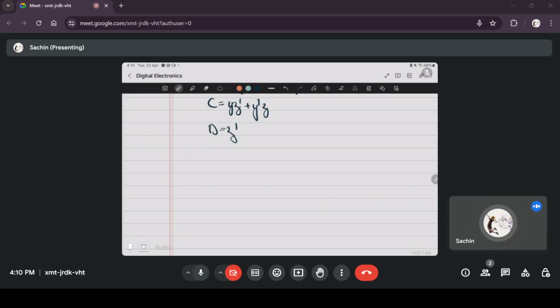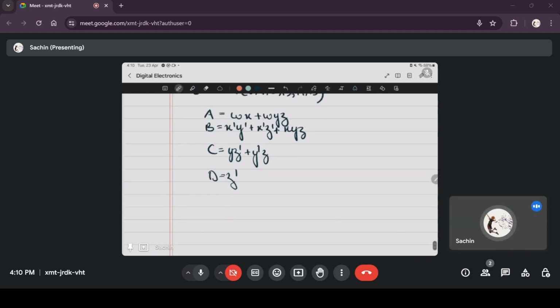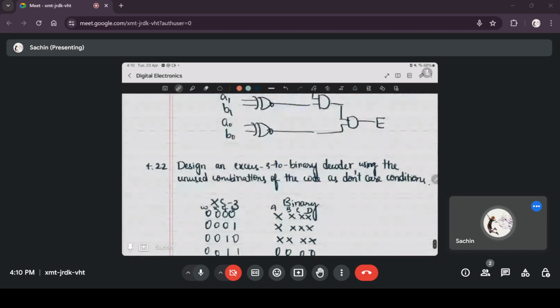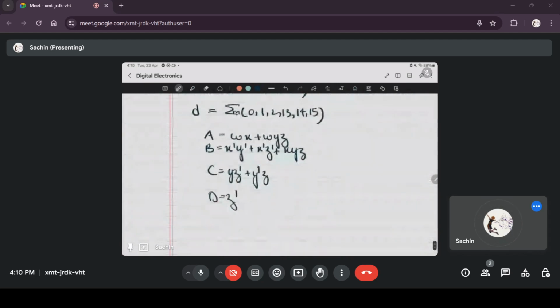Welcome to session 8. In this session, we'll continue where we left off from the previous session, problem 4.23.